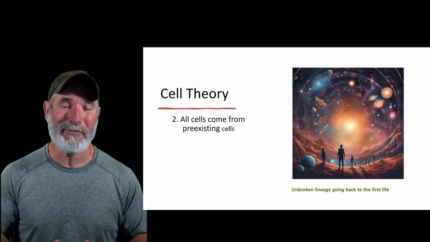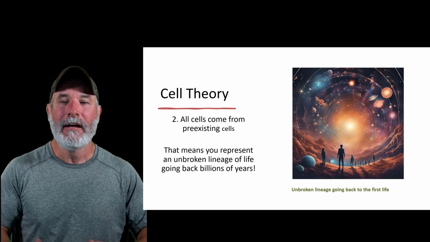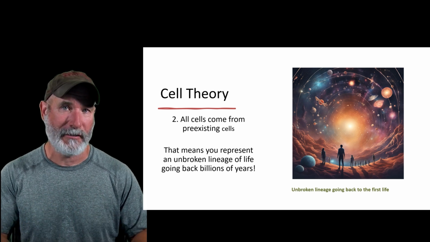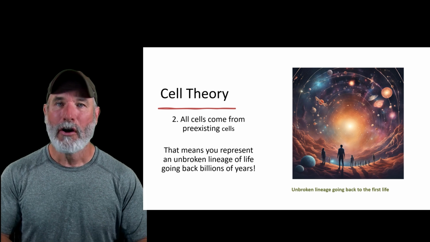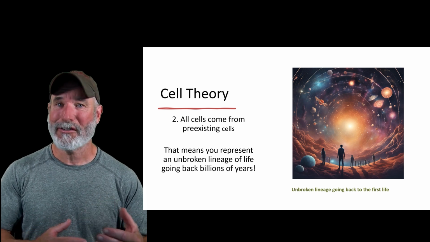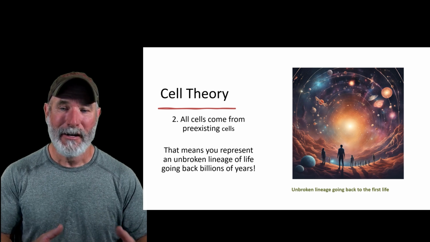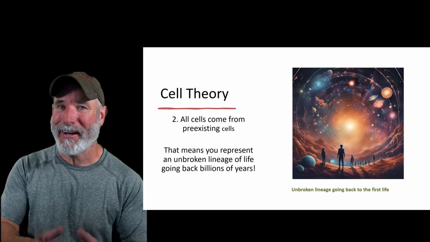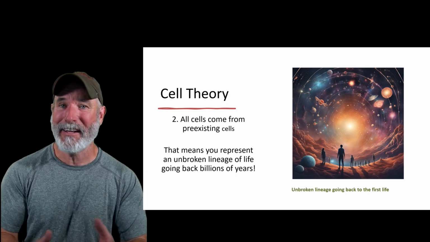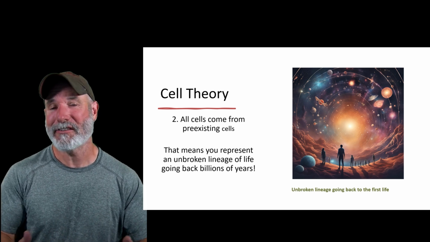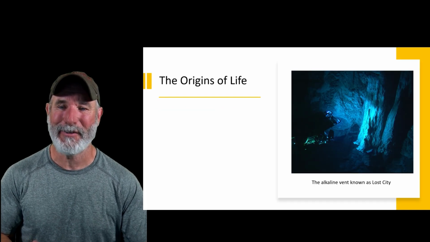Now, all cells come from pre-existing cells. What that means is profound, right? That means you represent the end product of an unbroken lineage going back to the first cells 3.8, 4.2 billions of years ago. So yeah, your great, great, great, great, great, great, I don't know, add billions of greats in there, ancestors were cells living in an ancient ocean billions of years ago. I always find that so fascinating.